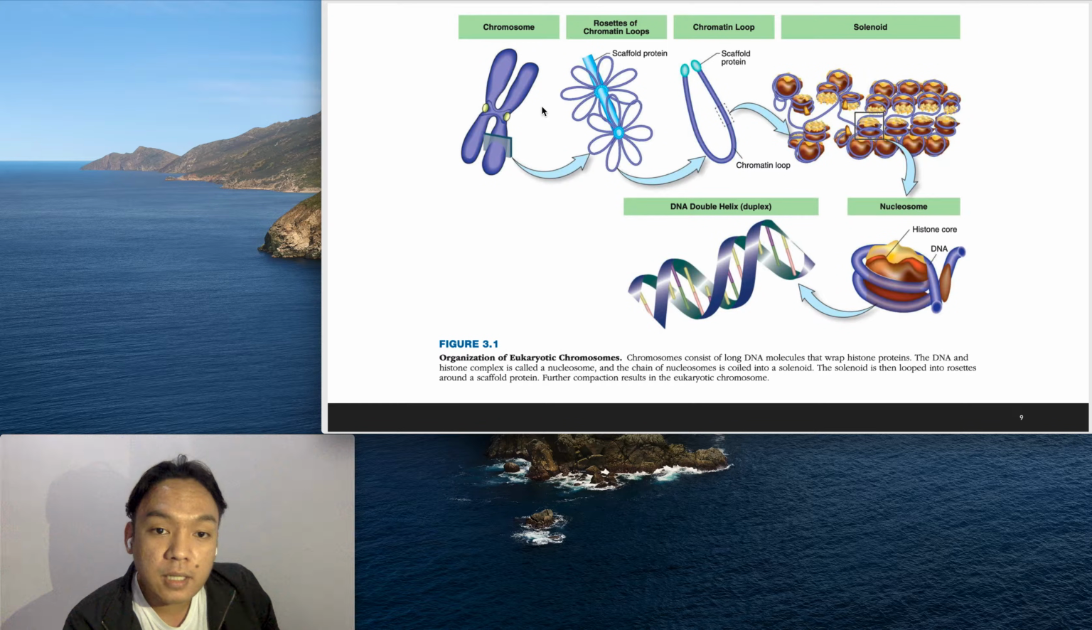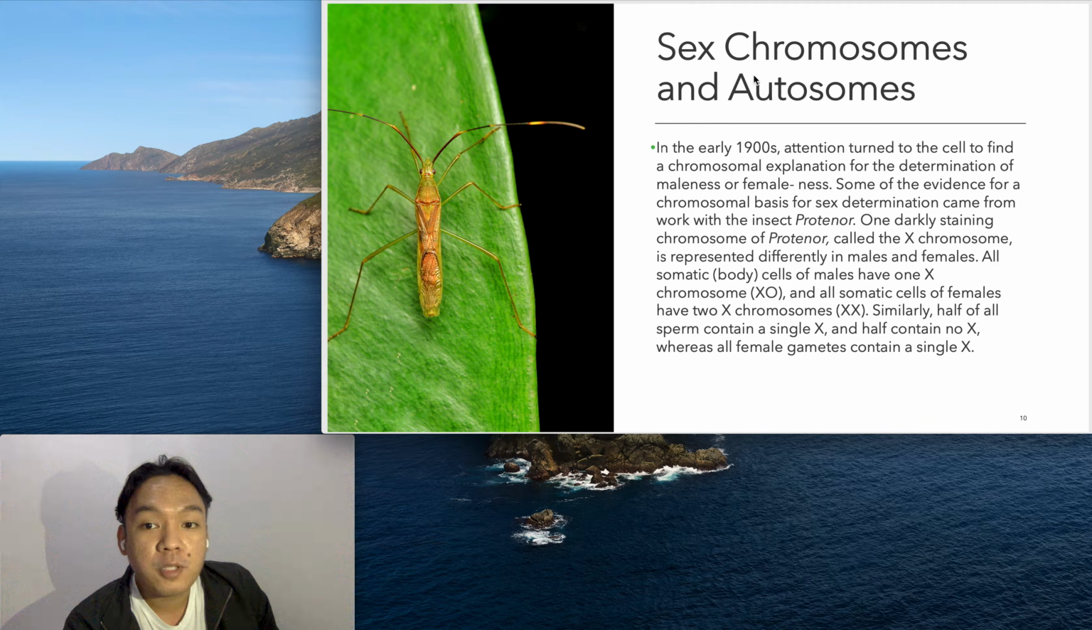So this is what we call the arms, the P arm and the Q arm, and all of the information regarding the chromosome is discussed in your genetics. So what are sex chromosomes and autosomes? When we say sex chromosomes, these are chromosomes that depict the sex of an organism.